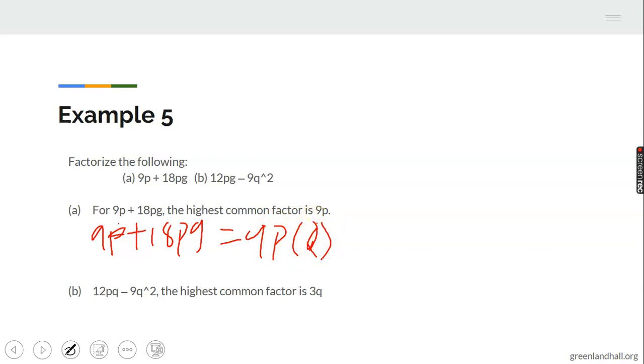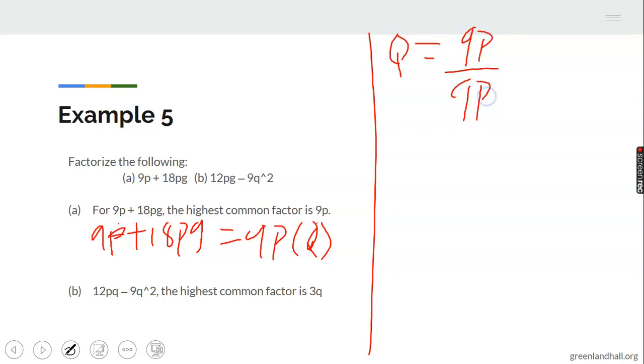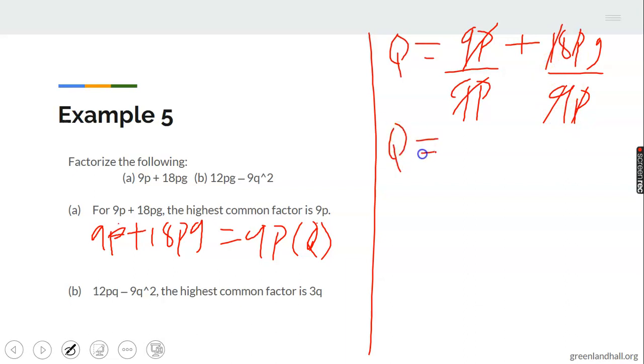Now, let's use that method. Let's divide both sides by 9p to get your resulting q, which is the algebraic term. That will be 9p divided by 9p, then plus 18pq divided by 9p. This p will cancel out. Then you have this. So that means q equals 2q plus 1. In place of q, this is what you put there. Do you understand me now?